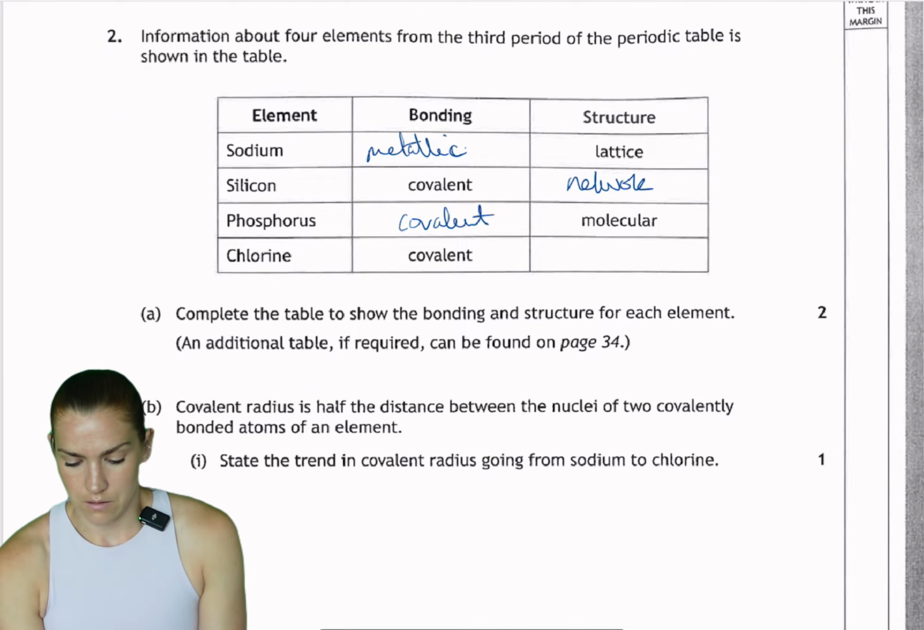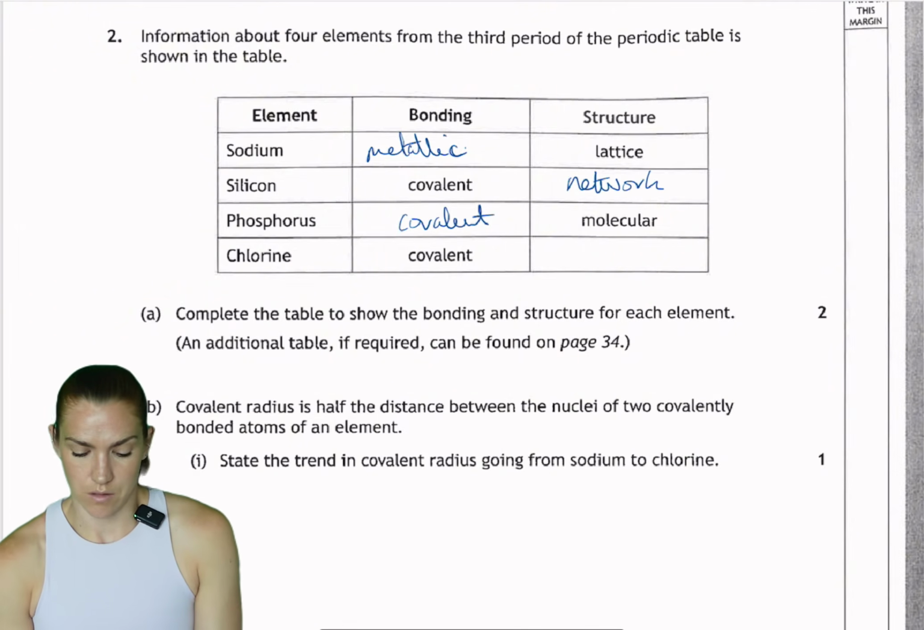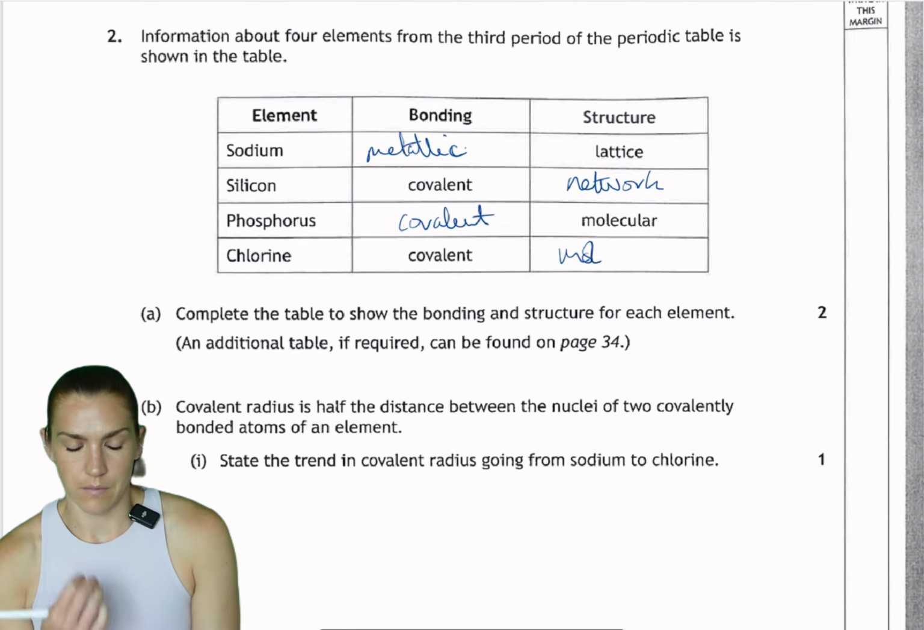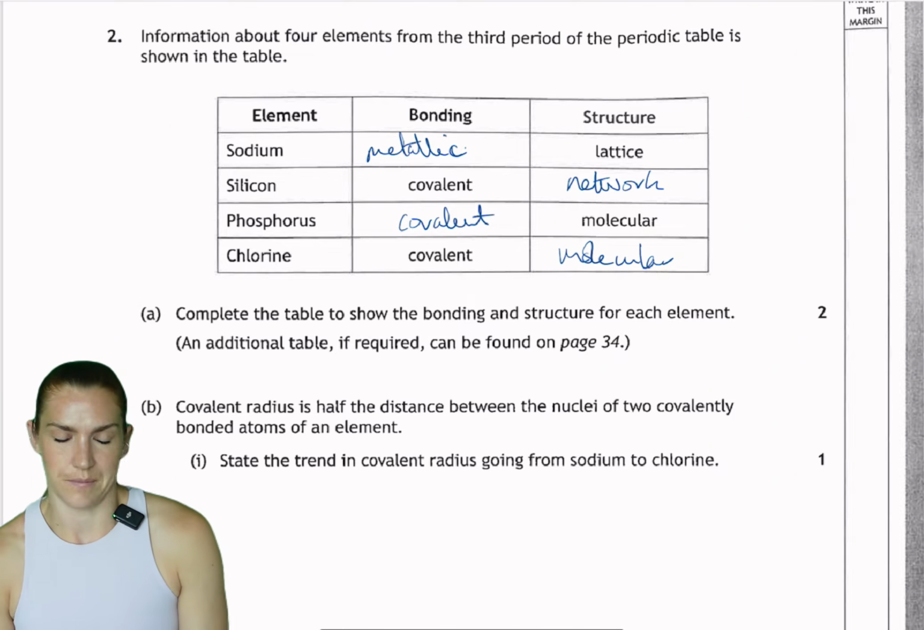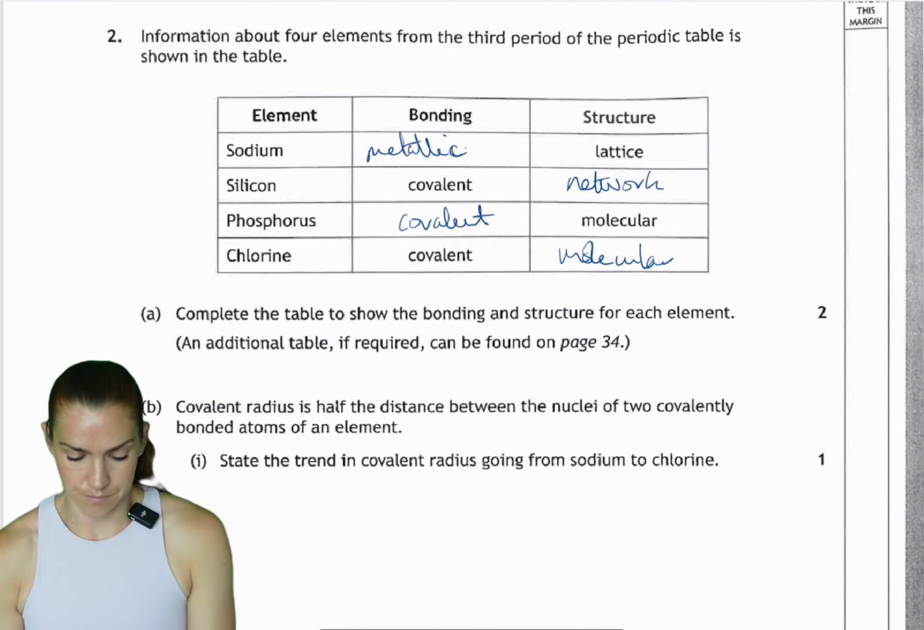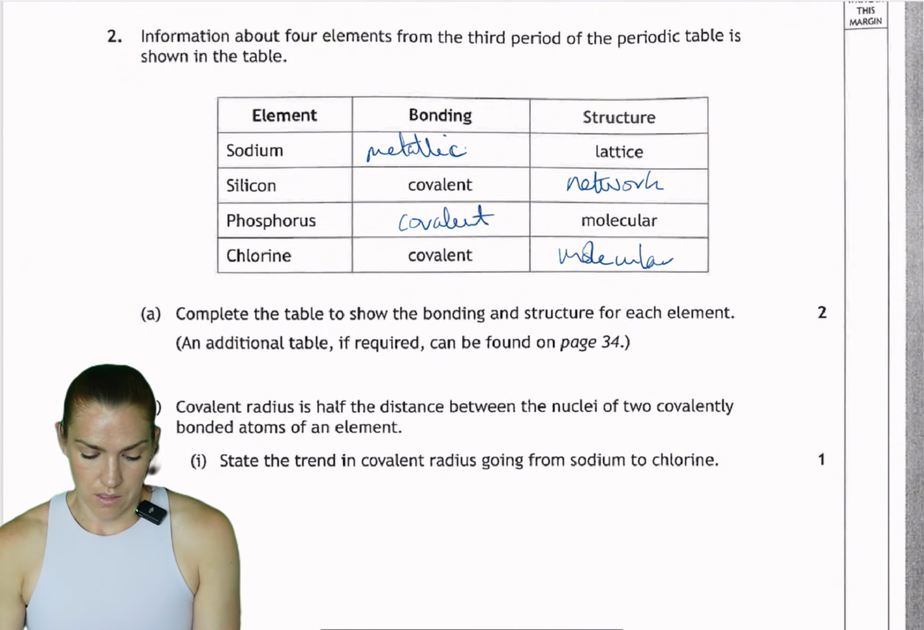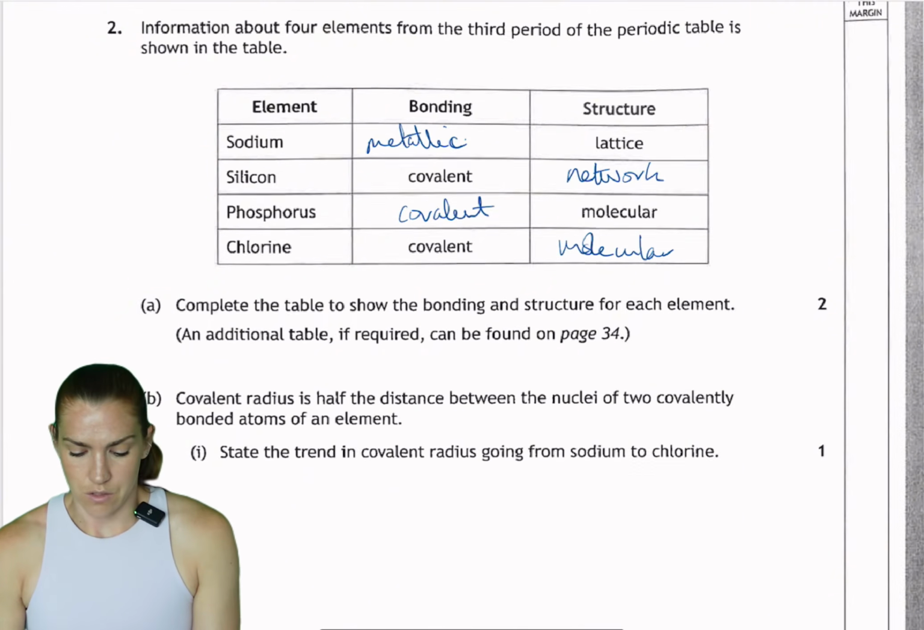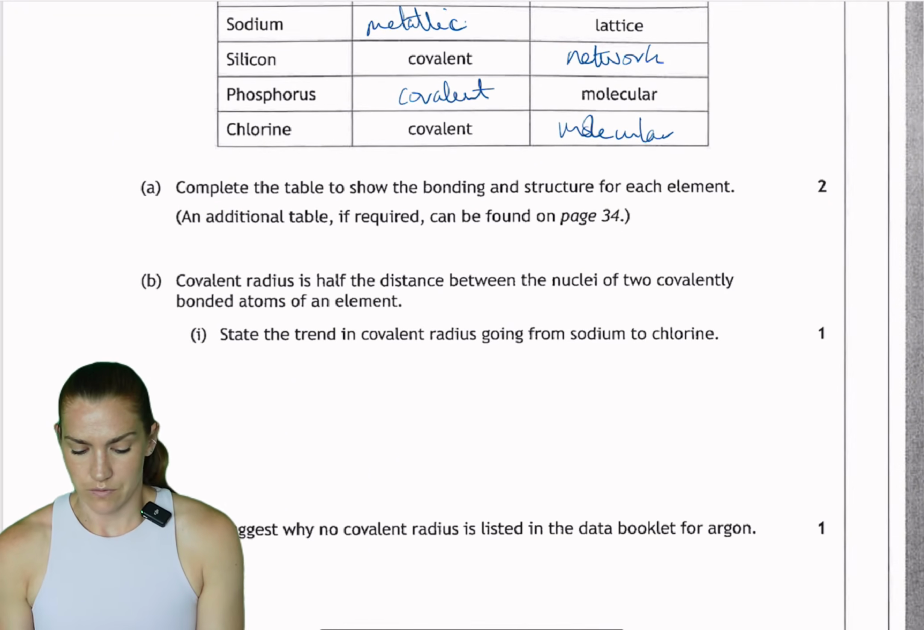And then chlorine is one of the diatomic elements, so it would also be covalent molecular, much like phosphorus. But remember, phosphorus is P4, it's not diatomic. So then the covalent radius is half the distance between the nuclei of 2 covalently bonded atoms of an element.